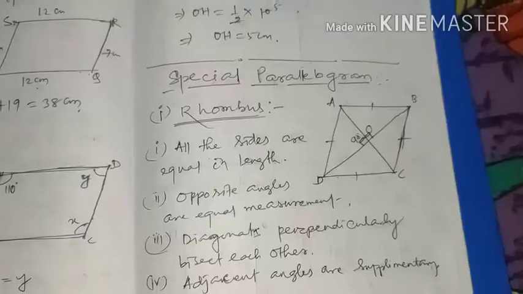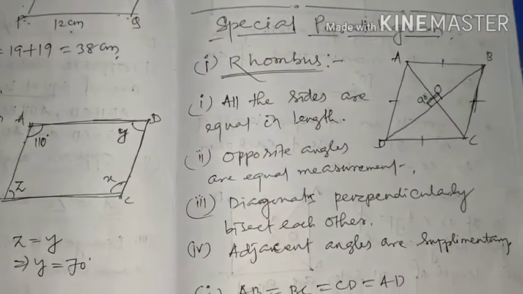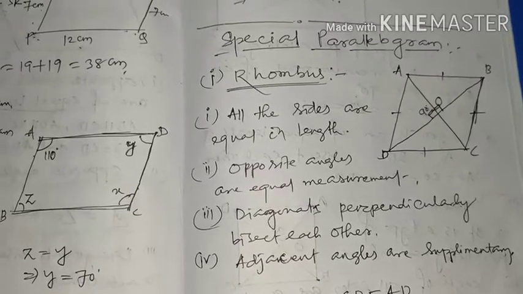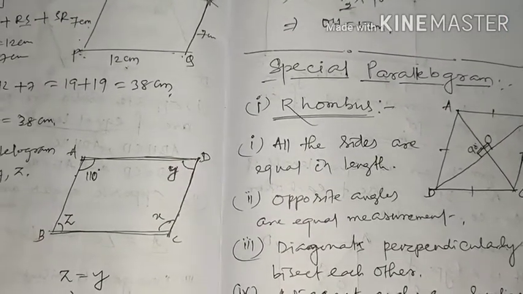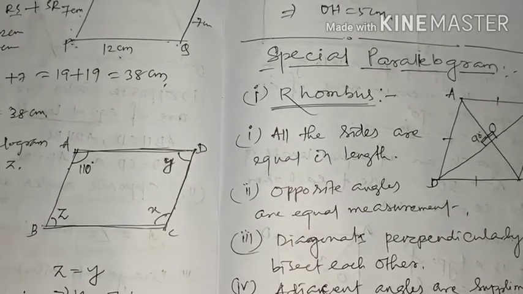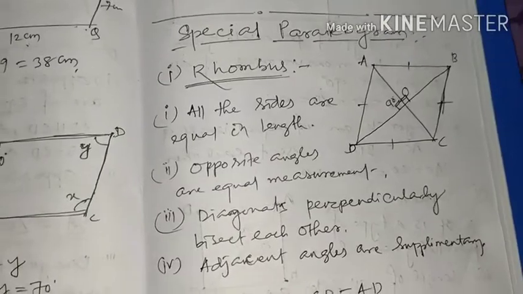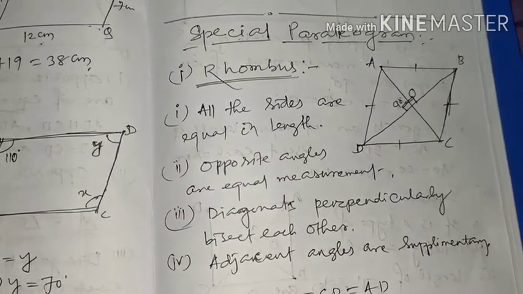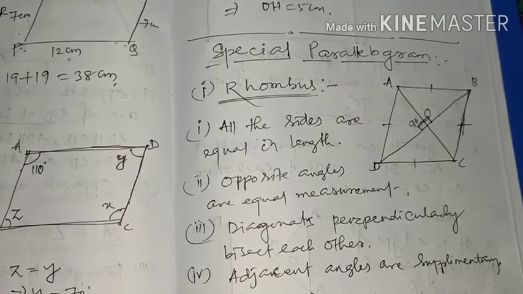Let us start. So students, here you can see that a parallelogram can be of different types. The first type is rhombus. A rhombus is a type of parallelogram. It means the properties that a parallelogram possesses are also possessed by a rhombus. So what are the properties?